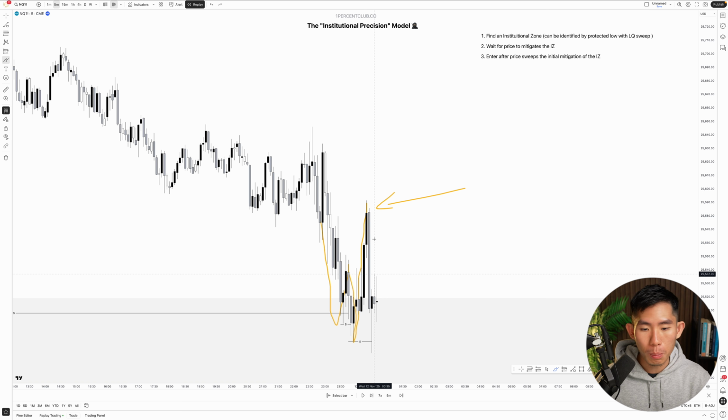So if you're scalping, potentially what you could have entered is somewhere around here, and you can target this high right here, right? So very quick move to the upside, right? So you can actually capitalize on this short-term move to the upside.